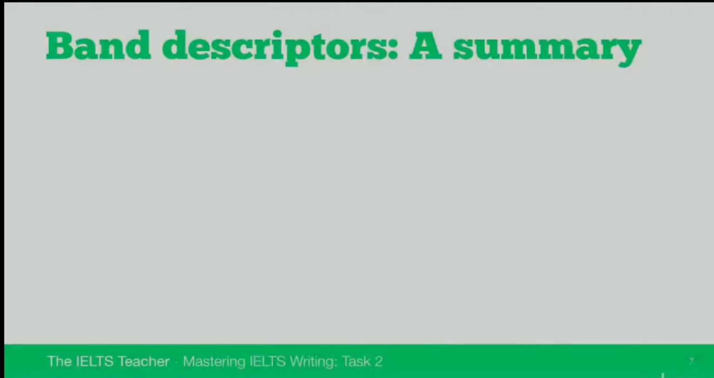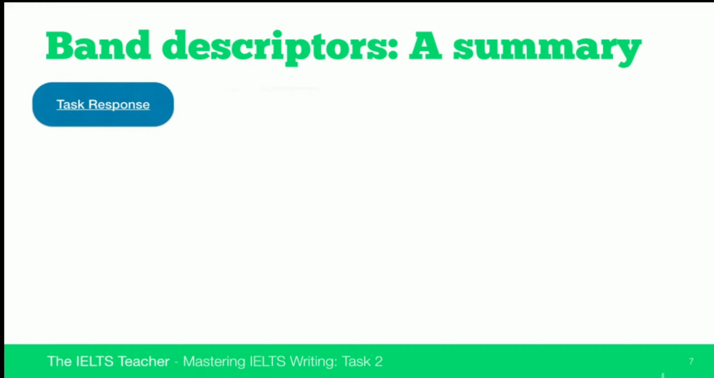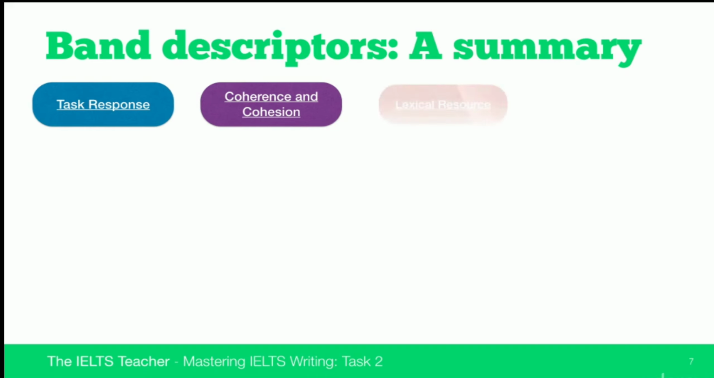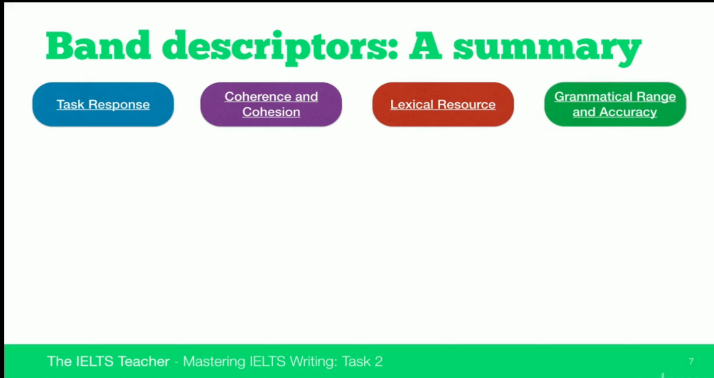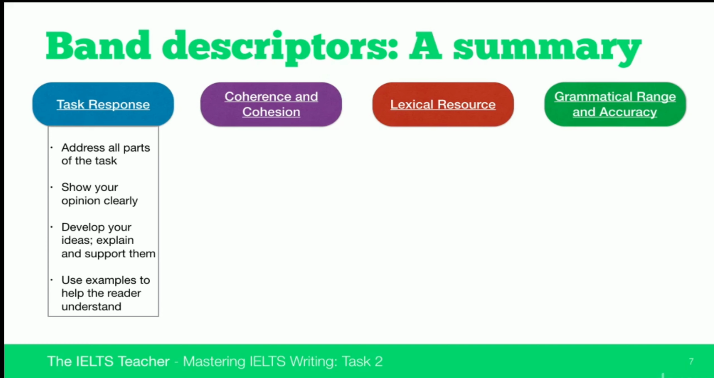So, a quick summary. What are the 4 band descriptor categories? Task response, coherence and cohesion, lexical resource or vocabulary, and grammatical range and accuracy. And what are we trying to do for each band descriptor category in order to achieve a band 7? Well, with the first one, the task response, address all parts of the task, clearly show your opinion, develop your ideas, explain and support these ideas, and use examples to help the reader understand.